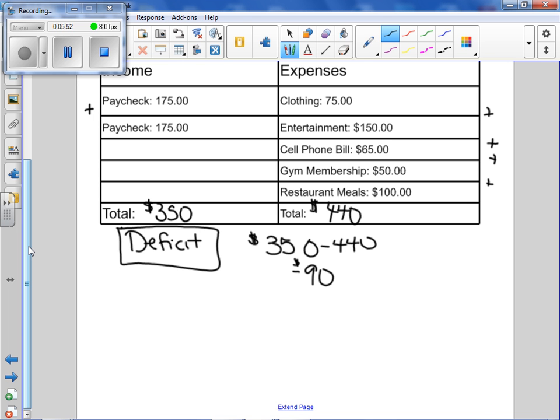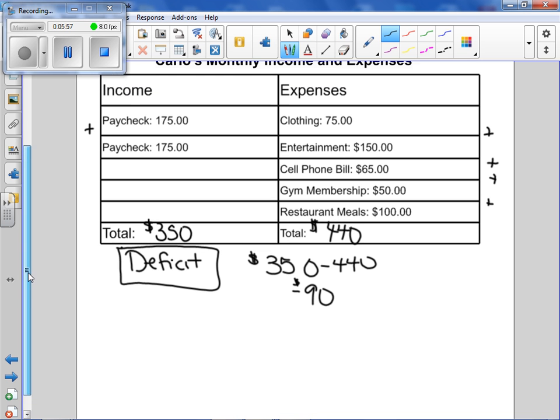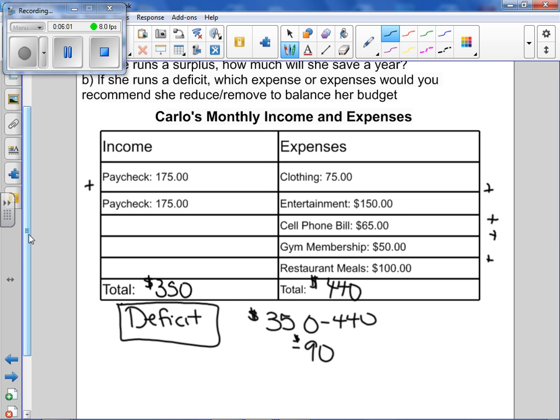So I take a look at her expenses. What are things that she could reduce so that she could balance her budget? I need to knock off 90 bucks. So she spends 75 on clothing, 150 on entertainment, 65 on a cell phone bill, 50 on the gym membership, and $100 at a restaurant. So you would figure out what is important to you. So if it was me, I would like to keep my cell phone, so I'm not going to touch that. $75 on clothing. If you don't like spending on clothing, you could reduce that. You could reduce the gym membership, the restaurant meals, or the entertainment.